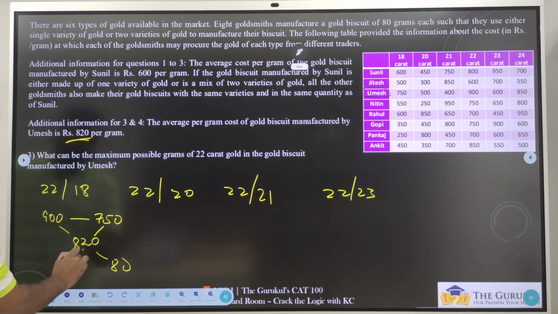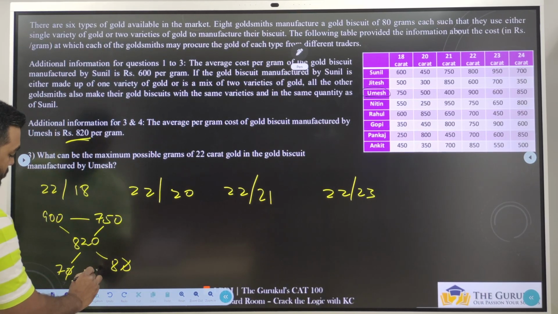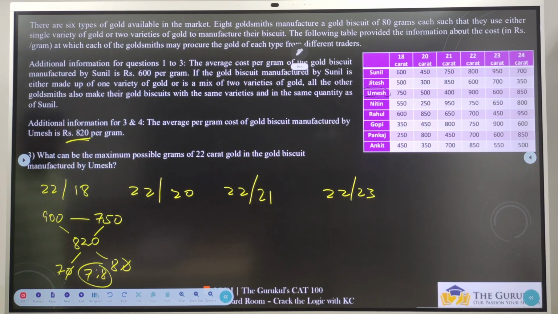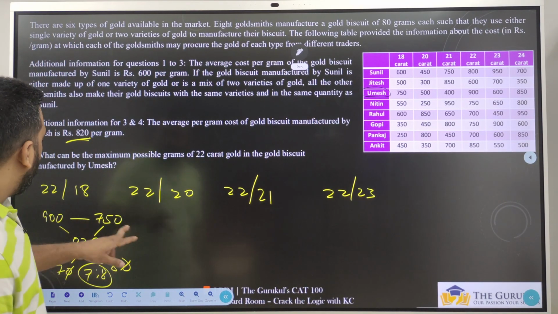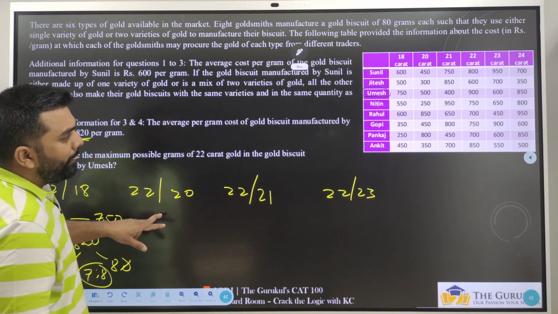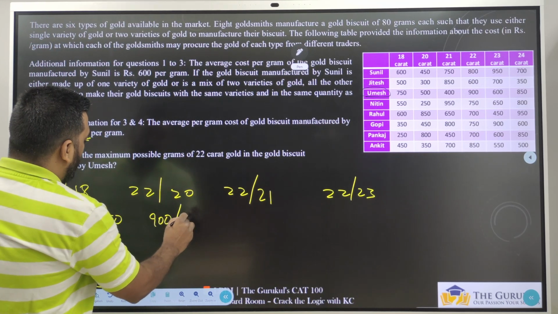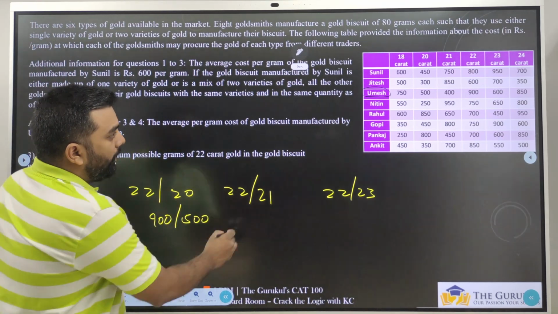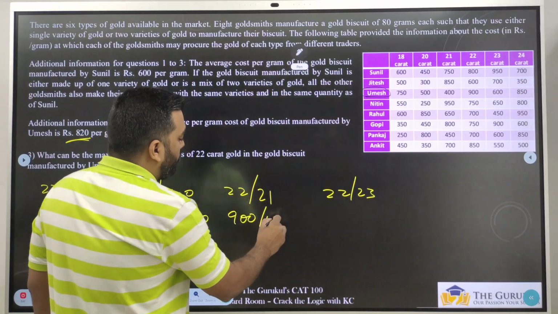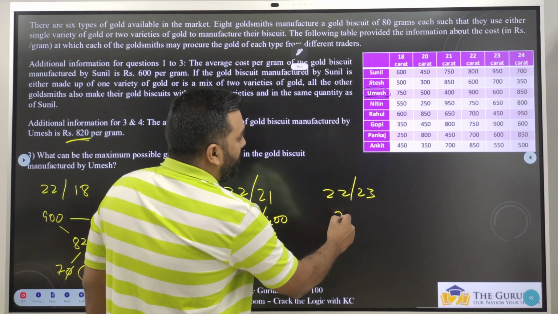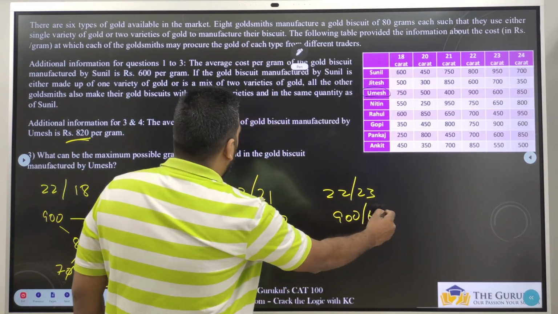This will be 80 and this will be 70. They both are mixed in the ratio 7:8. Okay, the same way we can solve for everything. The second one will be 22 and 20, which is a 900 and 500 combination, and the third one is a 900 and 400 combination, and a 900 and 600 combination.